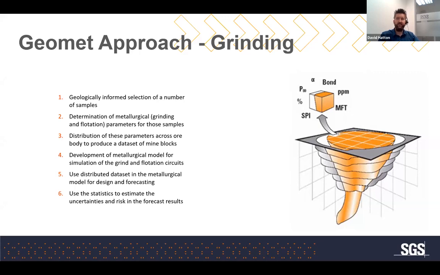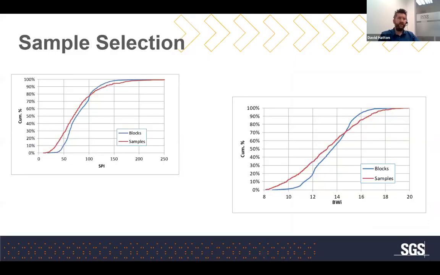And that's really one of the niche things that we do here in SGS, is that we're not just giving you an answer, but we're telling you how accurate that answer is. So I'm not going to go into the sample selection. One thing I will show here is a validation that we did a good sample selection after the fact. And so on these 2 graphs, what you can see is a comparison of the samples as tested in red versus the parameters for the SPI and the Bond work indices as distributed on the blocks. And you can see that these distributions match fairly closely.